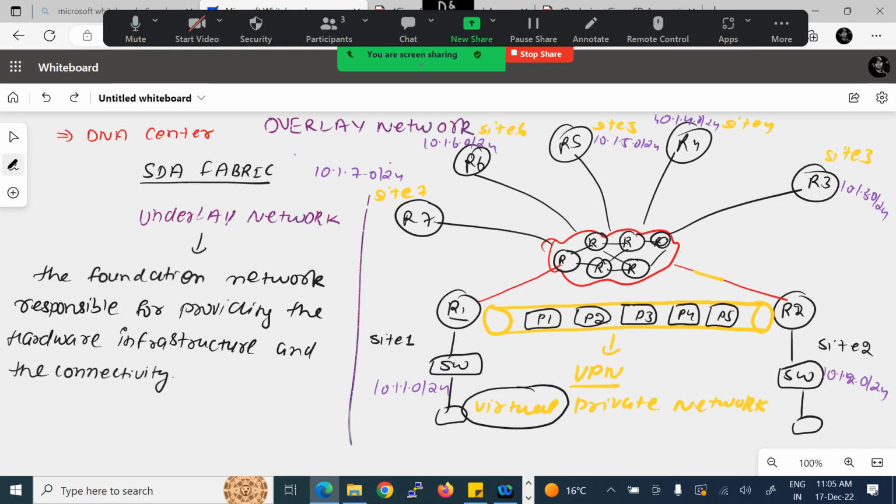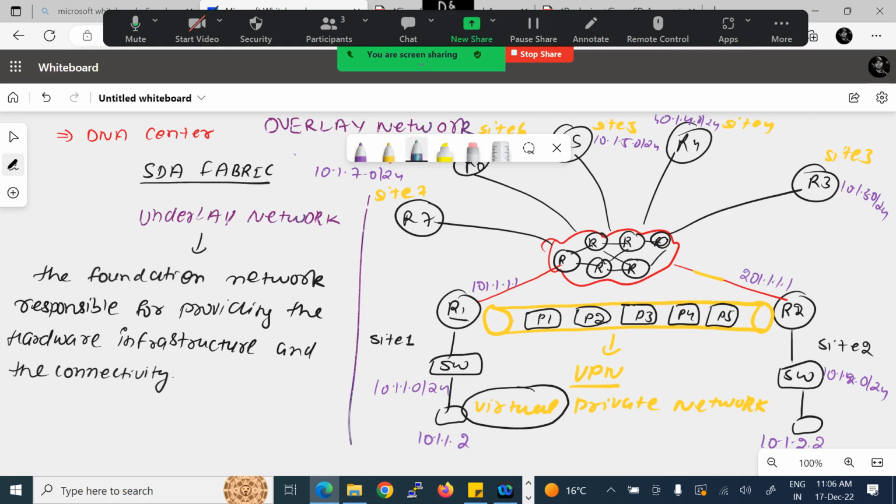Because if this user 10.1.1.2, for example, wants to send traffic to 10.1.2.2, and the IP address of this is 101.1.1, and the IP address of this public IP is 201.1.1, now the ISP routers know about this IP address. So what will be happening here?